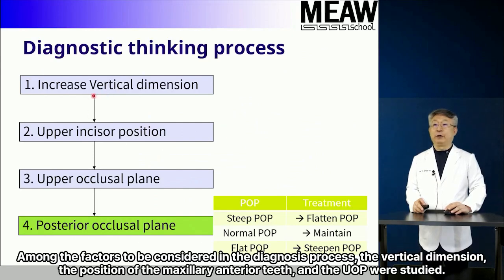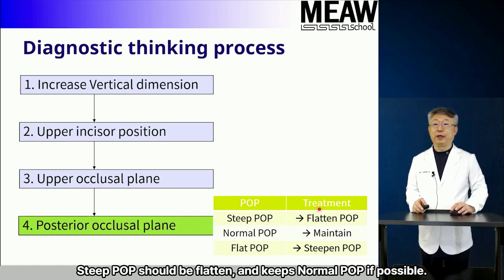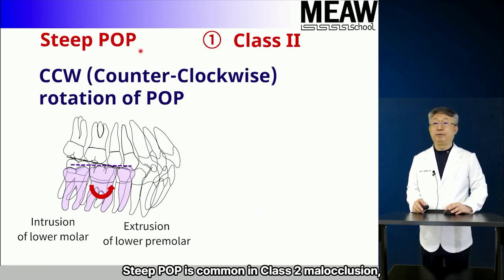Among the factors to be considered in the diagnosis process, the vertical dimension, the position of the maxillary anterior teeth, and the UOP were studied. The next important thing is POP. Steep POP should be flattened and keeps normal POP if possible. Steep POP is common in class 2 malocclusion.